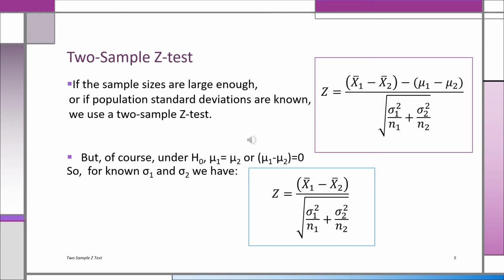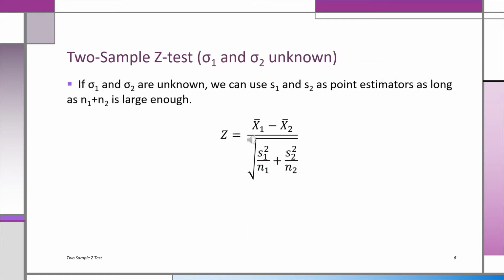Now, what do we do if we don't know sigma? We're going to come to that in just a few seconds. If we don't know sigma, as long as our sample sizes are large enough, we use S1 and S2 as point estimators of sigma 1 and sigma 2. S1 is the sample standard deviation in group 1, S2 the sample standard deviation in group 2. And just like with one-sample tests, we're using the sample standard deviation as a point estimator for the population standard deviation, and we can only do that using a z if our sample sizes are large enough.